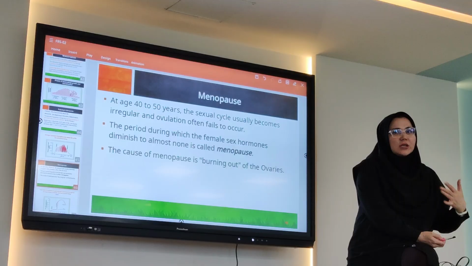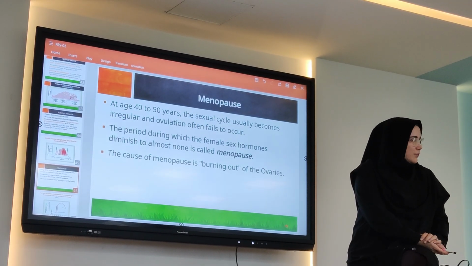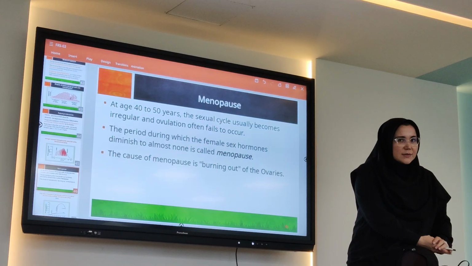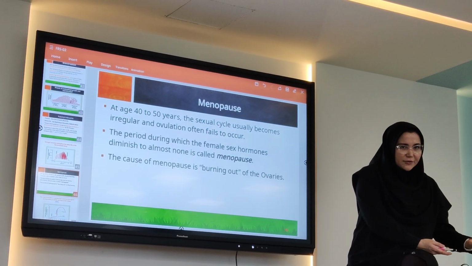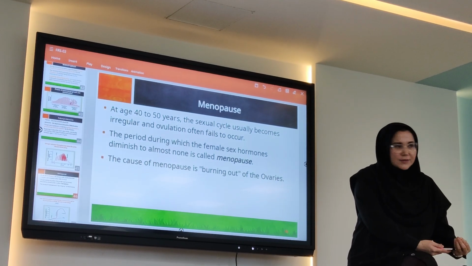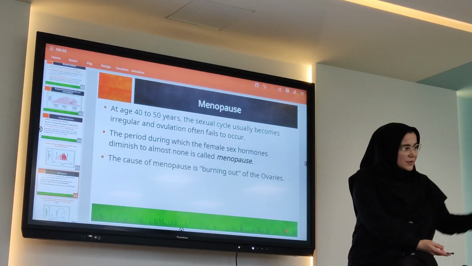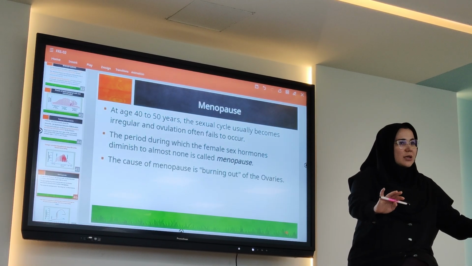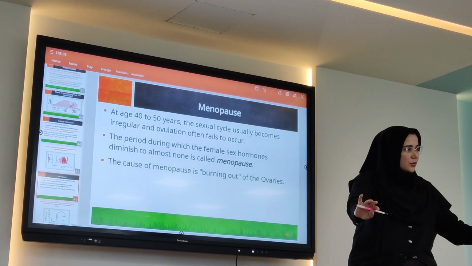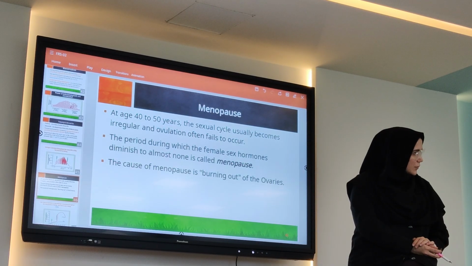Do you think during menopause, LH and FSH increase or decrease? Decrease? Why decrease? We know that estrogen has a negative feedback on LH and FSH. If there is no estrogen, the LH and FSH must be increased. Imagine that the inhibitory effect of estrogen on the pituitary is removed. LH and FSH increase. Yes? Is it logical to you?